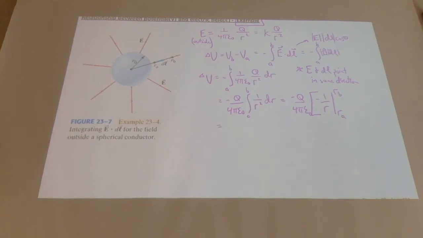So let's go to the next step. Now I've got minus Q over 4 pi epsilon naught, and then inside here, we're going to have minus 1 over rB. Minus a minus, so that'll give me a plus 1 over rA.